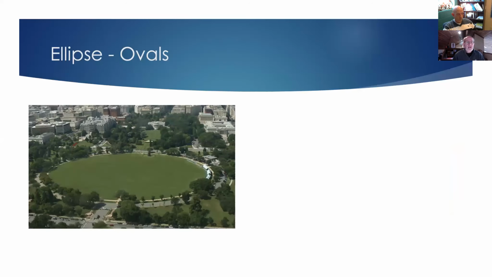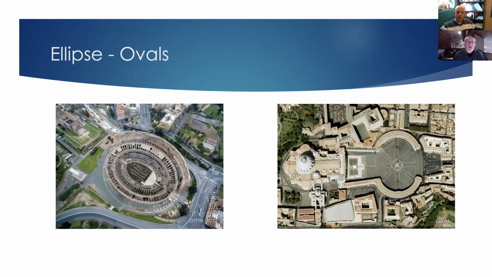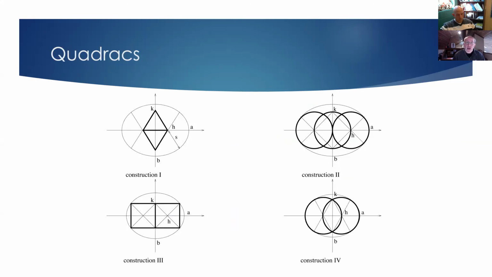Okay, the ellipse. Well, the ellipse is actually an ellipse, but are all ovals ellipses? So this is a picture of St. Peter's Square in Rome, in the Vatican. You also have the Colosseum in Rome. They are not ellipses. They are ovals based on arcs of 4 circles, and that's referred to as quadracs.